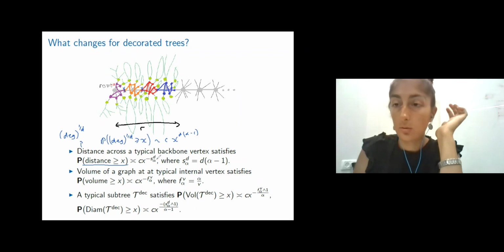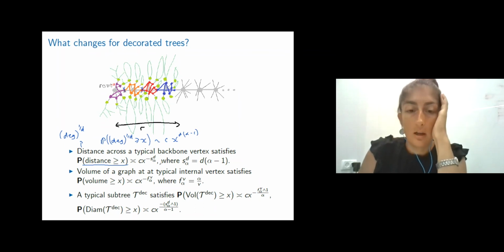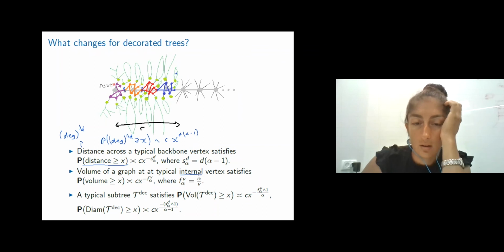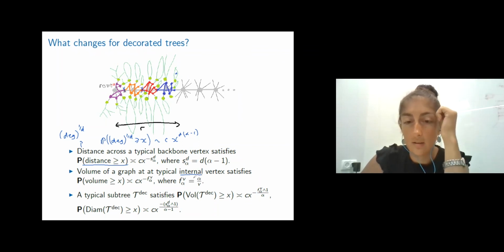Also, by exactly the same argument, if you take an internal vertex, so here I mean a vertex somewhere over here, you can compose the relations and you get the probability that the volume of one of the graphs inserted at a typical internal vertex decays with x to this related power. So instead of d, we have 1 over v. And instead of alpha minus 1, we have alpha, because there is no size biasing on the internal vertices here.